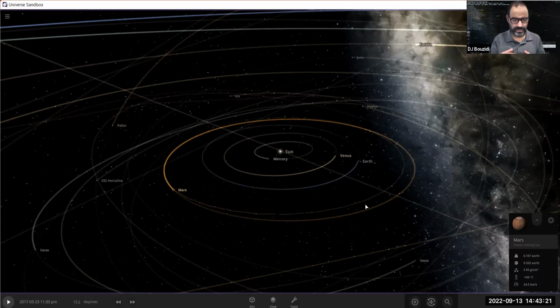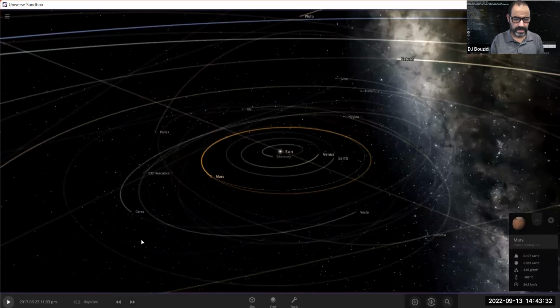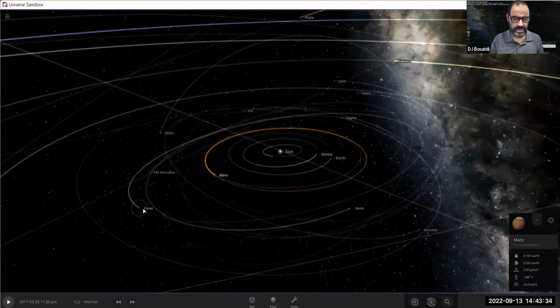So this is the first division in the solar system. Between Mars and the next planet, which is Jupiter, there are a bunch of objects in here. You see Vesta, you see Ceres, you see also Iris, you see Hygeia, you see all kinds of objects in here. And those are part of the asteroid belts.